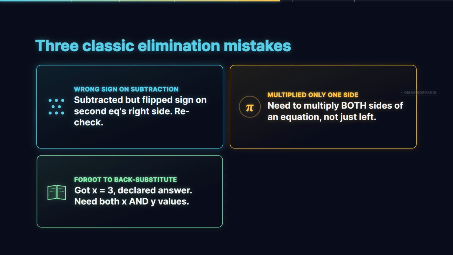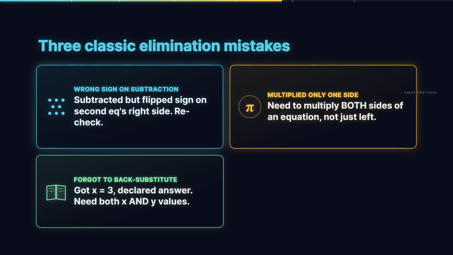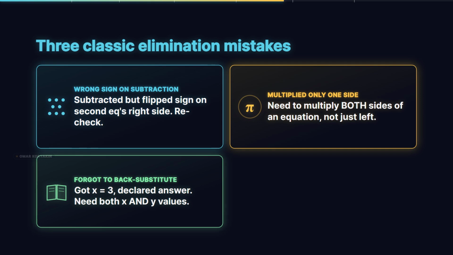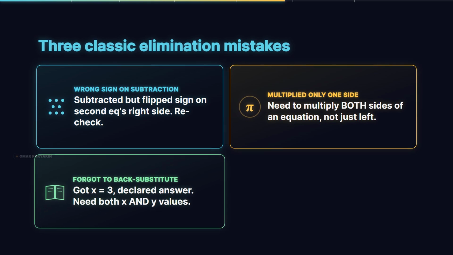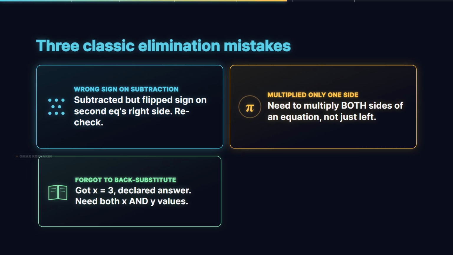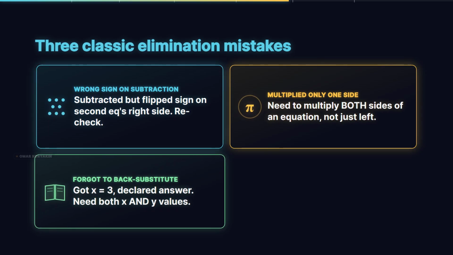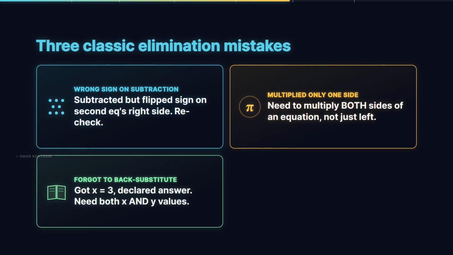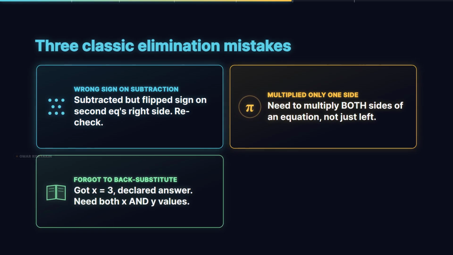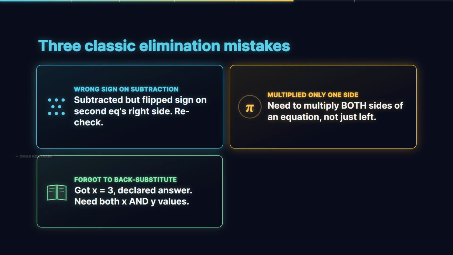Third mistake: solving for one variable and stopping without back substituting for the other. A student finds x equals 3 after the elimination step and declares that as the answer, missing that the system's solution requires both x and y values. The fix is the same as in the substitution lesson. Always remember the system has two variables, and the back substitution step is mandatory. Plug the solved value into either original equation and solve for the other variable before stating the final answer.